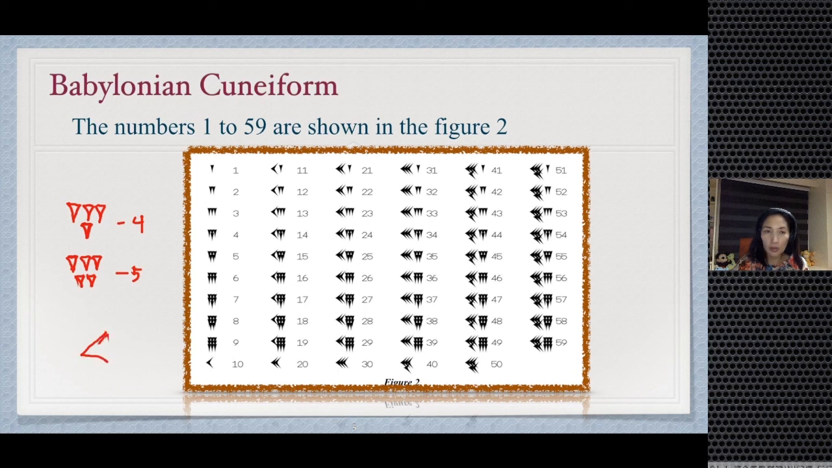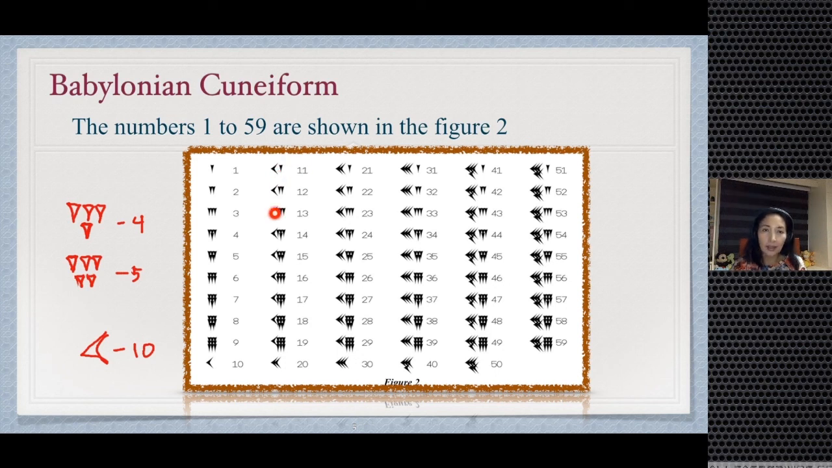Okay, a horizontal wedge. So this one represents 10. How about the next numbers? The next number will be represented by 11. Look at how 11 is represented. It will be a horizontal wedge for 10 and a vertical wedge for 1 to make it 11.